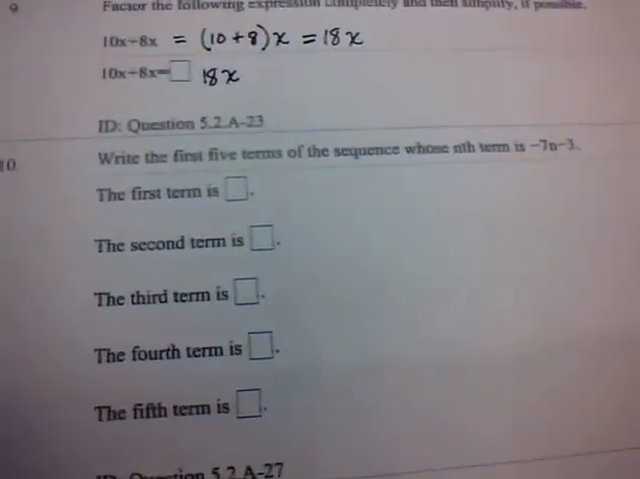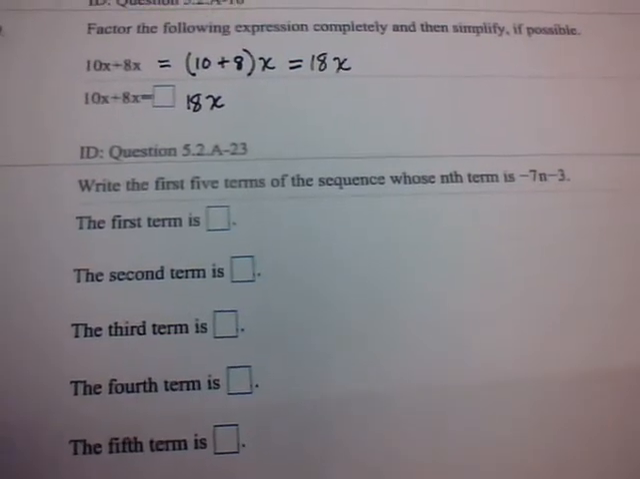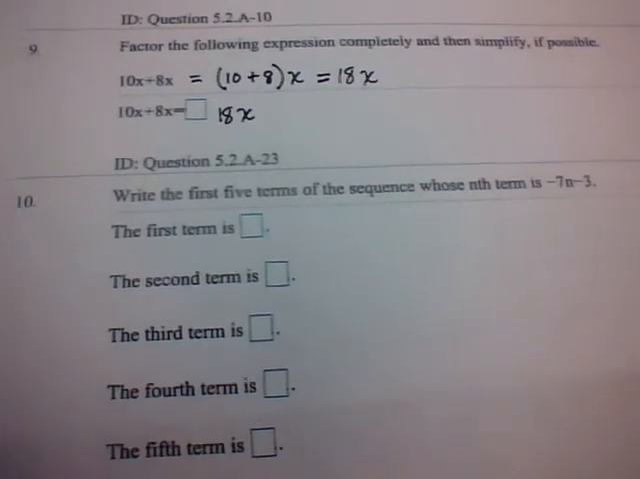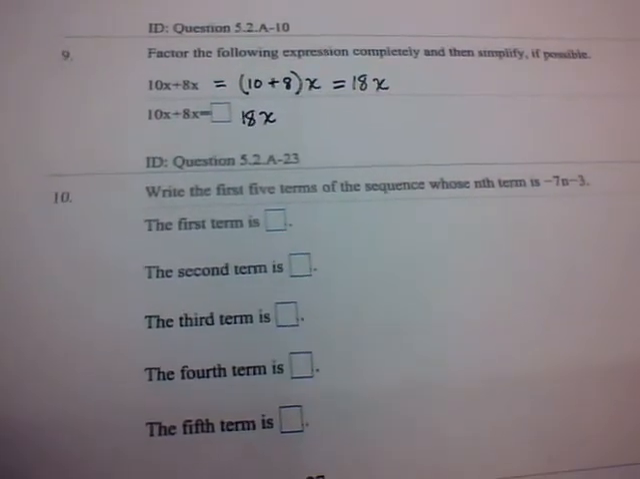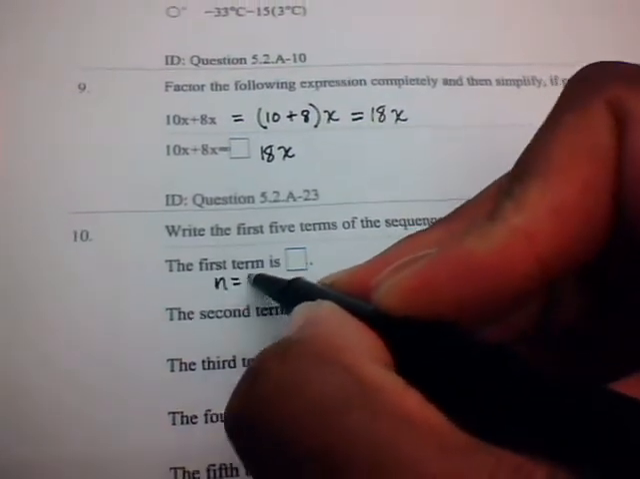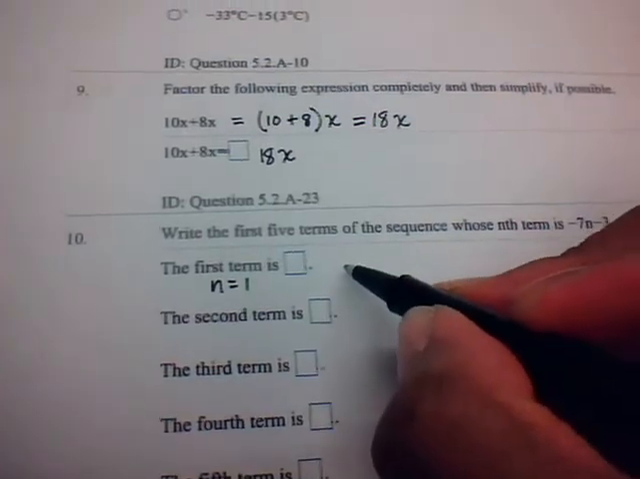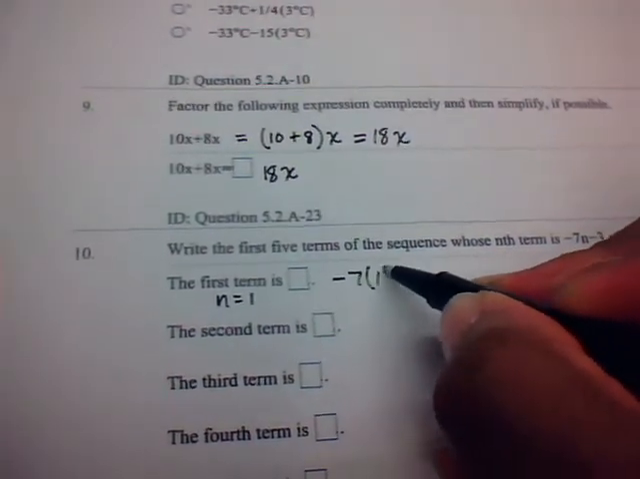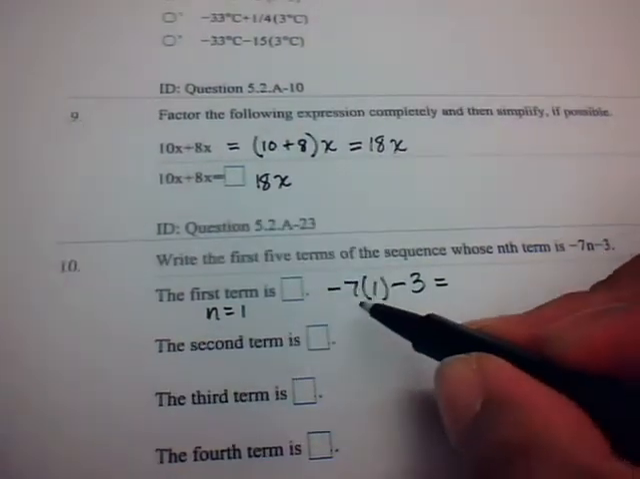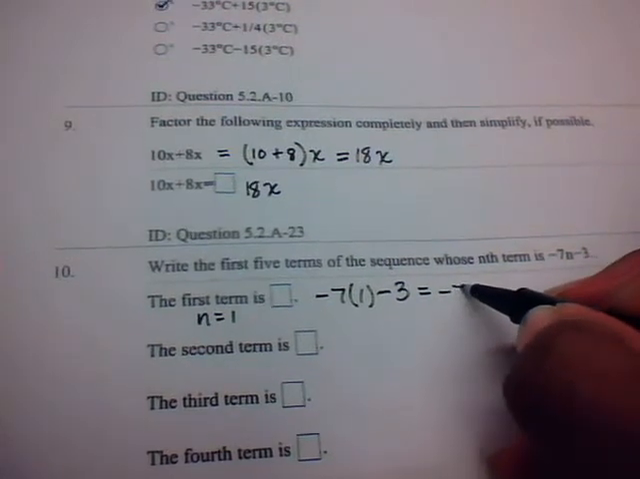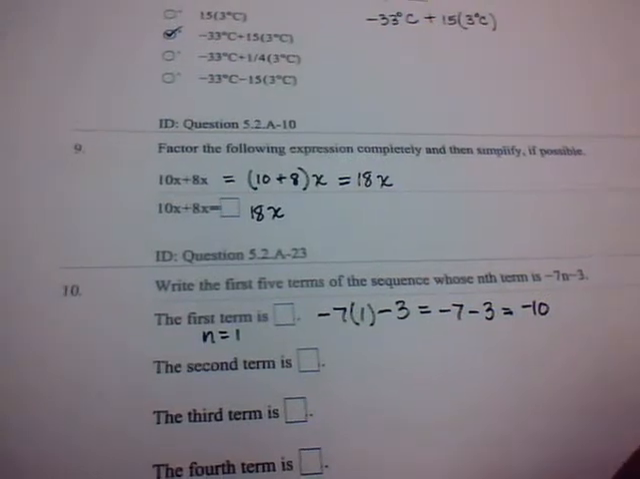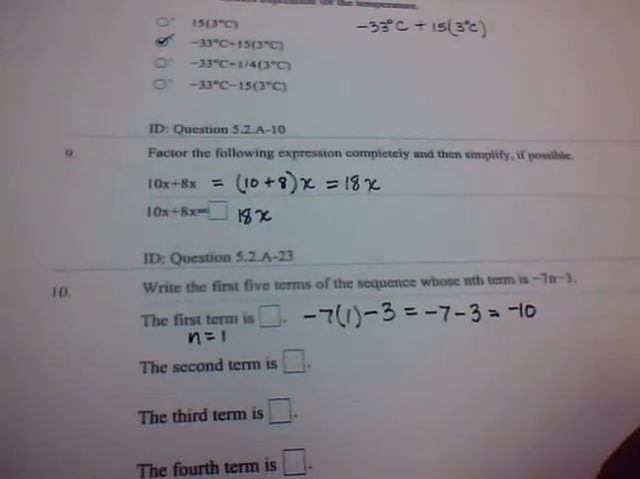And then finally, number 10 is to write the first 5 terms of the sequence whose nth term is negative 7n minus 3. In this case here, the first term, that means n is going to be 1. So here we got negative 7 times n, which is going to be 1, minus 3. And then if you simplify this, negative 7 times 1 will be negative 7. And then negative 7 minus 3, that's negative 10. So the first term is going to be negative 10.